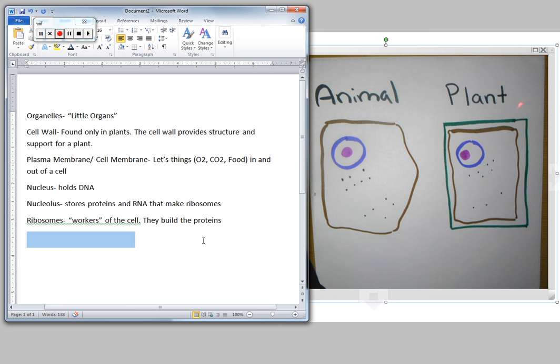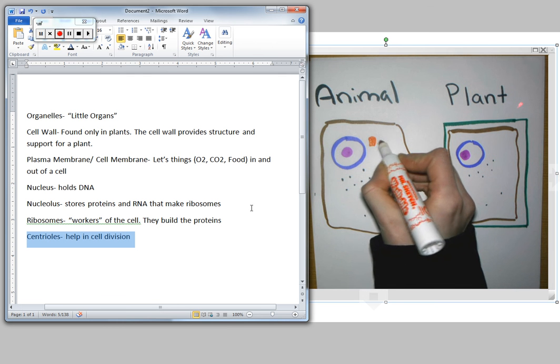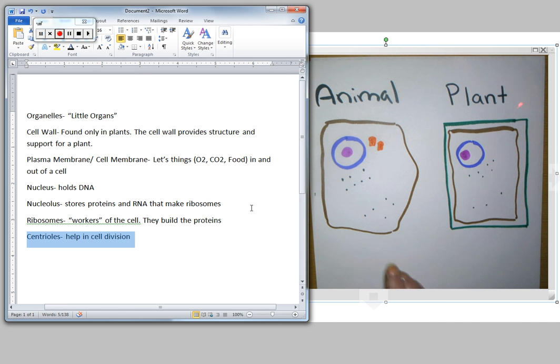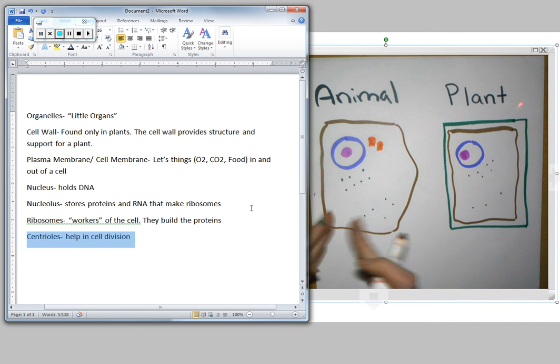So, next we have centrioles. Now, centrioles are only found in animal cells. I always draw my centrioles like trash cans, but they don't have anything to do with trash. They help in cell division. They will build fibers that split the cell apart.